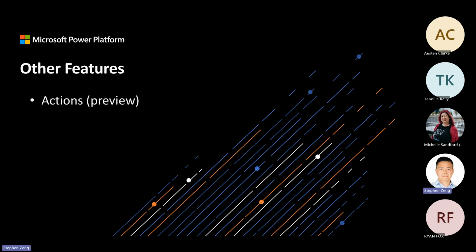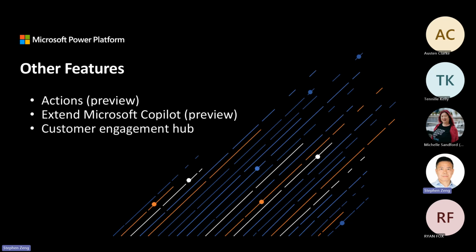So there are other more advanced features, for example, actions that extend Microsoft Copilot. As I mentioned before, another feature of Copilot Studio is that you can extend the first-party Copilots from Microsoft, for example, Microsoft 365 Copilot, etc. Those are more advanced features, and right now they are still in public preview, so things may change. And you can also configure a customer engagement hub.